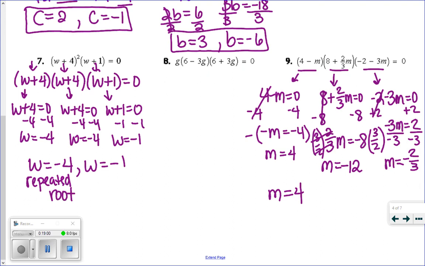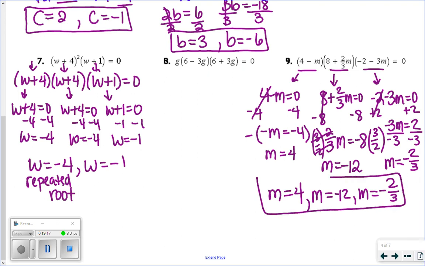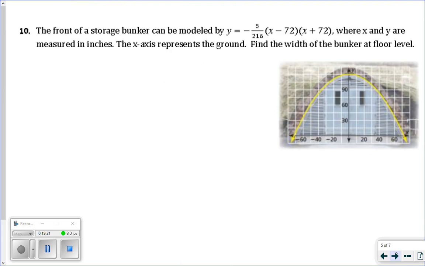So one solution is m equals 4. Another solution is m equals negative 12. And the last solution here is m equals negative 2/3. Those are the 3 possibilities here, or the 3 solutions that make this true. There it is. Okay. So that's how you use the zero product property.